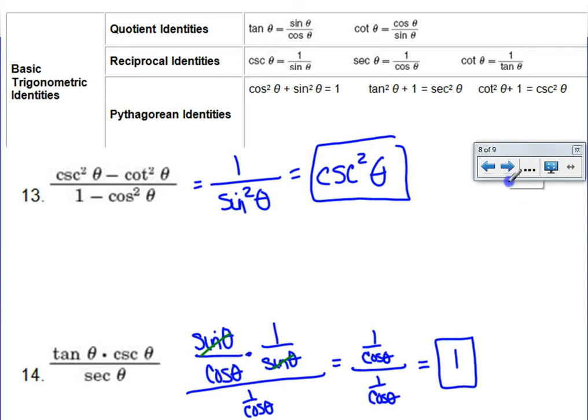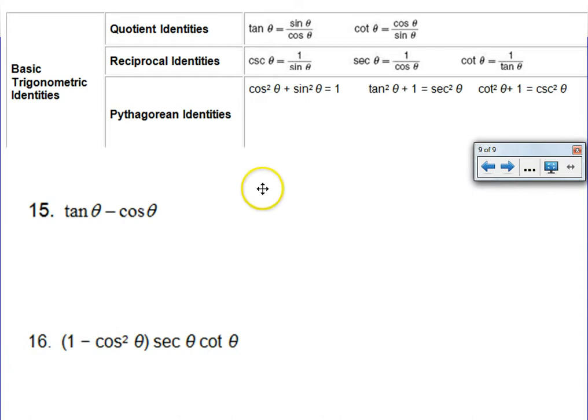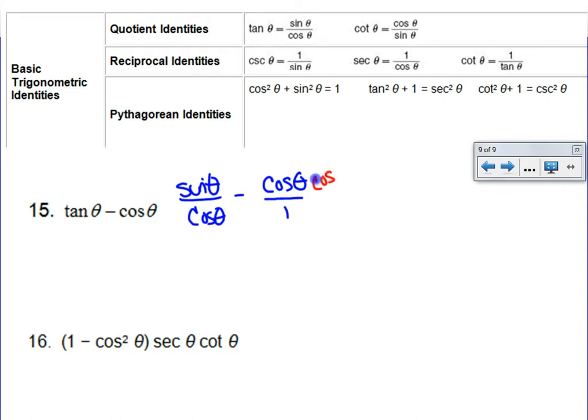And looks like we got a couple more. Tangent of theta minus cosine of theta. So tangent we're going to change to sine over cosine. And then cosine we're just going to keep as cosine. But because I'm working with a fraction now in a subtraction problem, I'm going to give him a denominator of 1. Now the only way we can combine fractions when we're subtracting is if they have common denominators. So my common denominator here would be a cosine. He's already got it. So what I'm going to do here is multiply top and bottom by the cosine of theta to get common denominators.